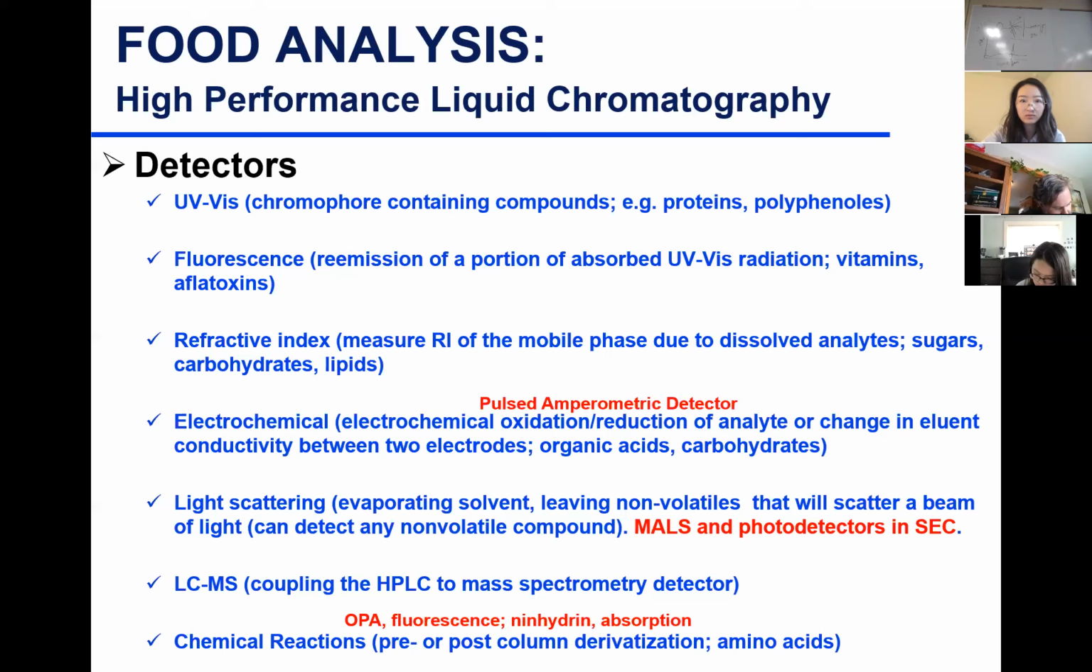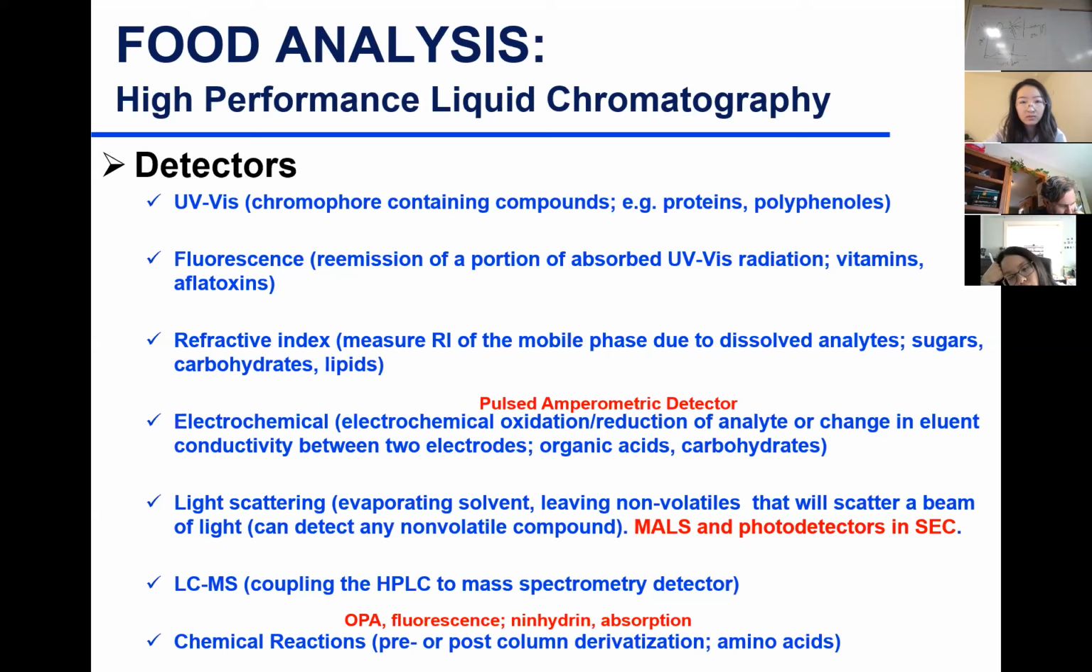MALS is a unique type of light scattering. It's a multi-angle light scattering detector that is commonly used in size exclusion chromatography because it gives you not just quantity, but accurate mass that hits the detector. Another powerful detector is mass spectrometry. So you can link your entire HPLC to a mass spec. So you don't have to have a UV detection or any other form of detection. You have mass spectrometry type of detection, which Gary will talk about Friday and Monday.